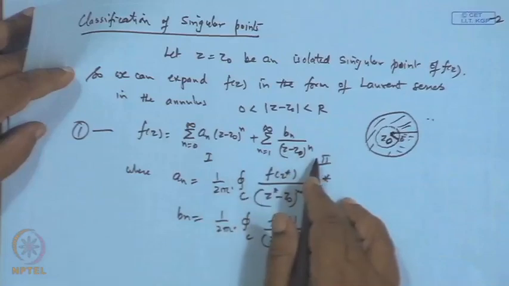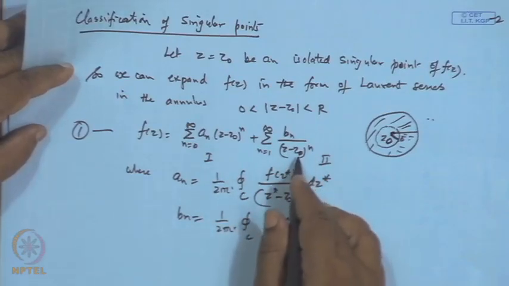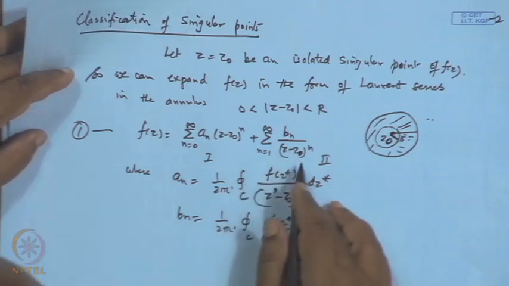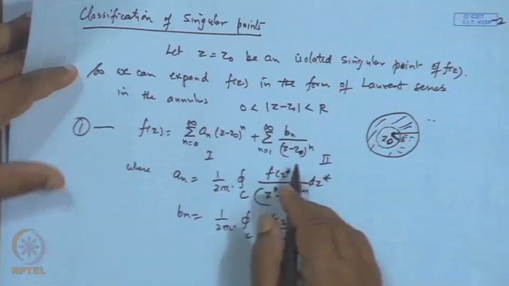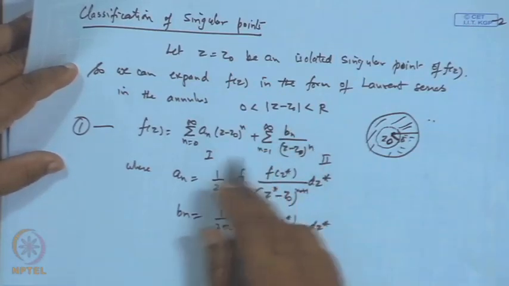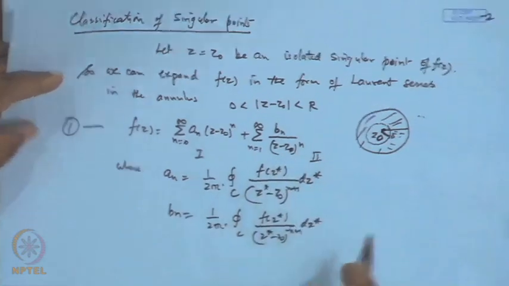If there are a finite number of terms available in the second part, then we say z naught is a pole, and the order of the pole is the number of terms available in the second part. If there are an infinite number of terms available in the second part of this expansion, then z naught will be an essential singular point. So, we define it like this.